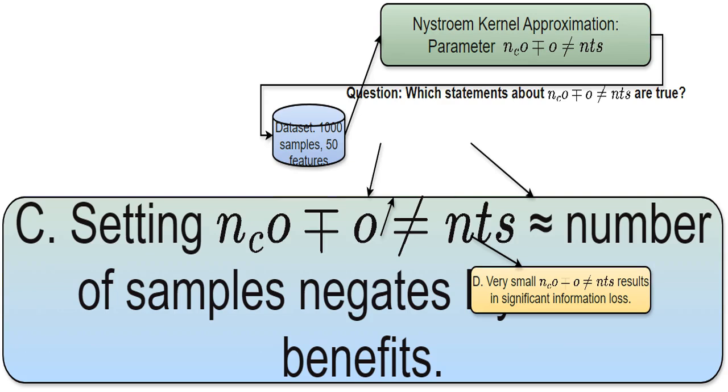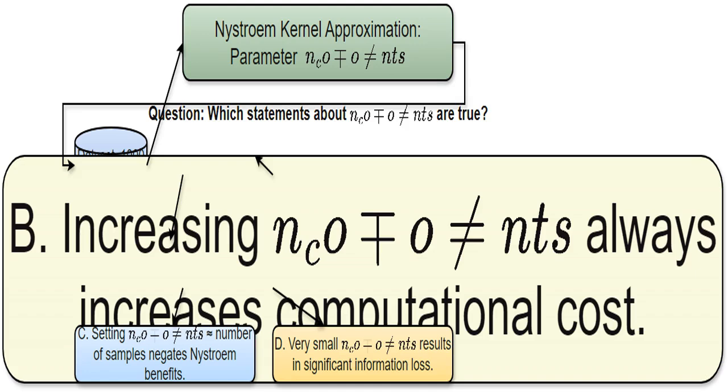If I set n_components to a value very close to the number of samples in my dataset, I'm essentially using almost all the data. This defeats the whole purpose of using the Nystroem method for faster computations. It's like trying to take a shortcut by walking the whole distance. Increasing the n_components value means I'm using a larger subset of my data for the approximation. This will undoubtedly increase the computation time. It's a simple cause and effect relationship.